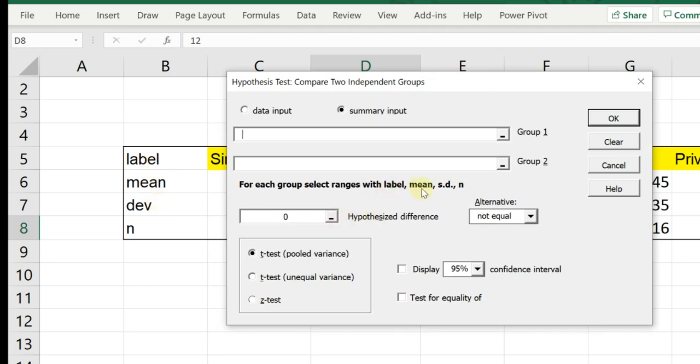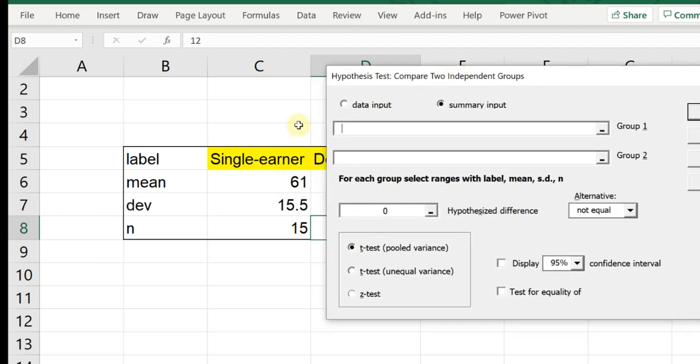They have to be in that order. Now you can call this capital L, A, B, E, L, mean, call it average, standard deviation, sample size. It doesn't matter. This part doesn't matter so much. The order in which you do this matters. So don't put sample size up here, mean down here. They have to appear in this order. And there you go. Let's see that. The structure, that's the label, mean, deviation, sample size. So click on group 1.